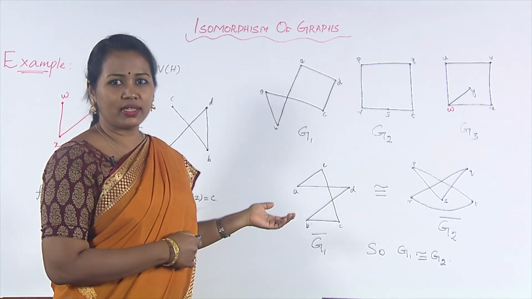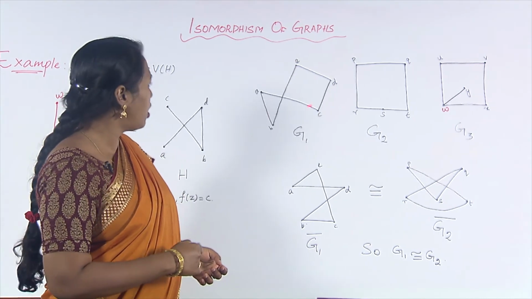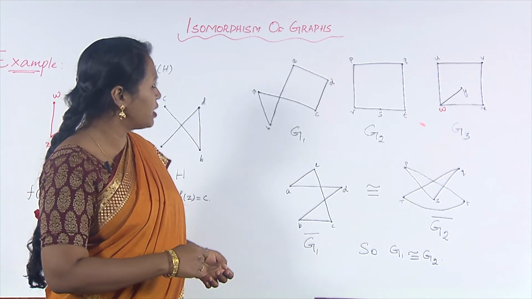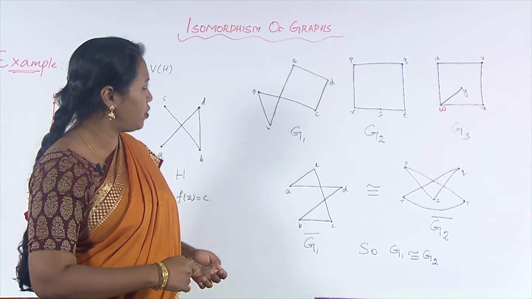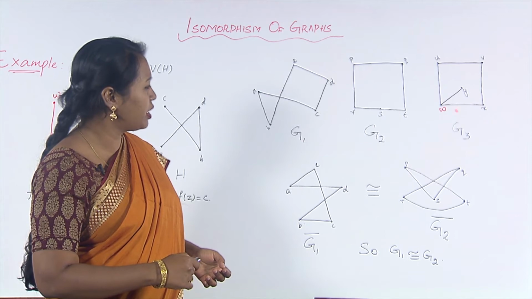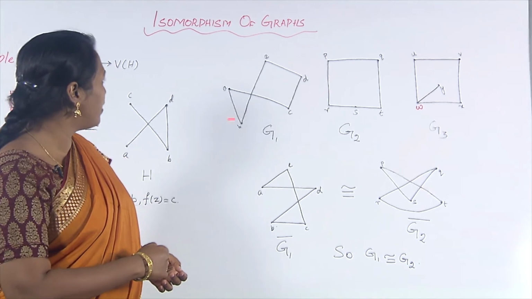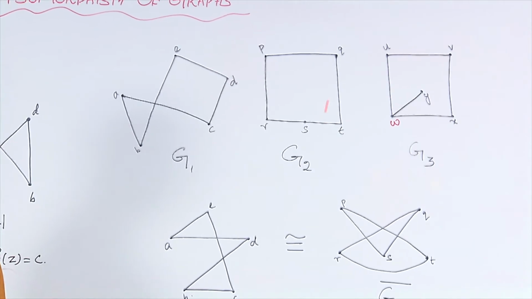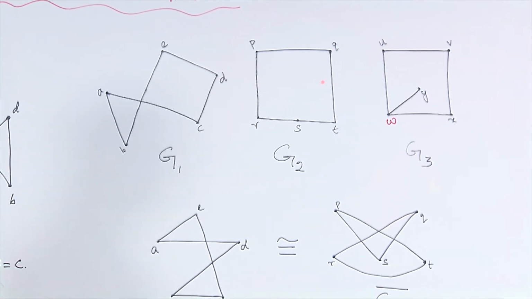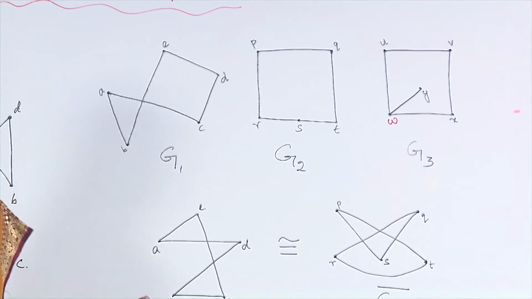For that, let us look at this example where we have three graphs, G1, G2 and G3. From a preliminary examination, you can see that G3 cannot be isomorphic to either G1 or G2, because there is a vertex w in G3 which has degree 3. None of the other graphs have any vertex of degree 3. All the vertices in G1 and in G2 have degree 2 only, which means that G3 cannot be isomorphic to G2 or G1. So we can eliminate G3 here.